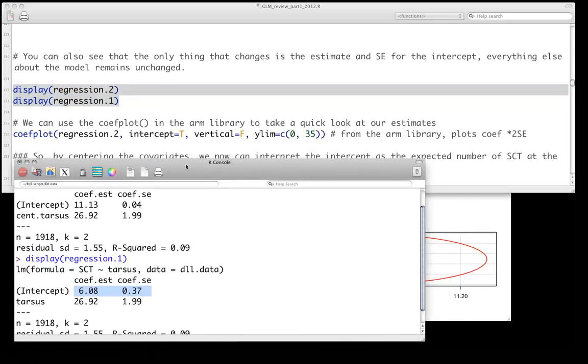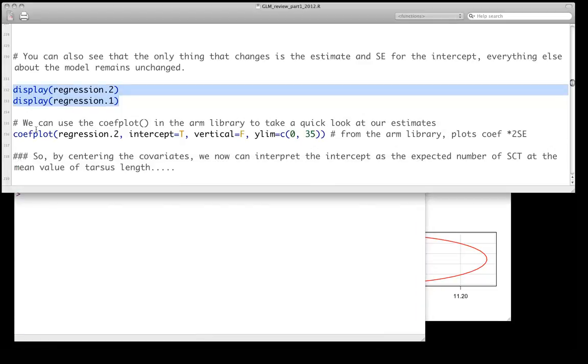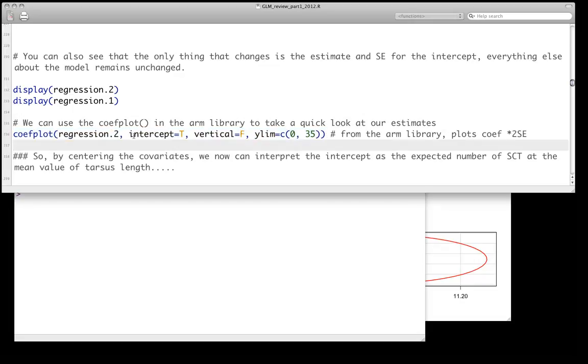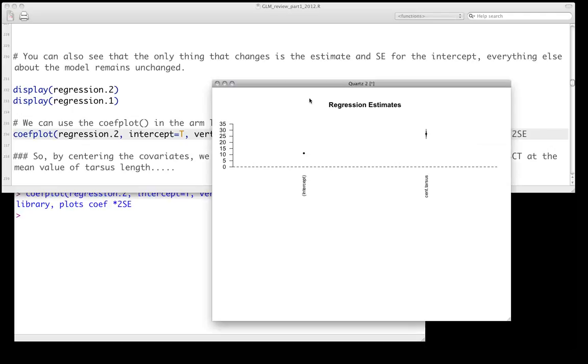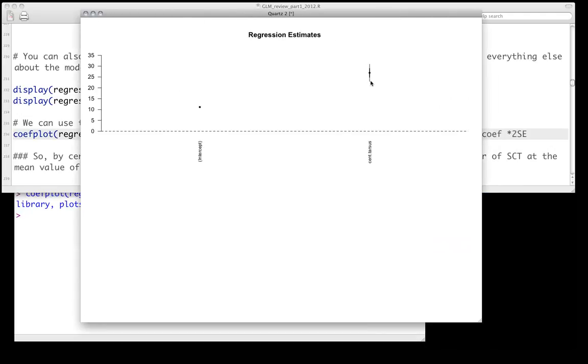The ARM package, which is the one associated with Gelman and Hill, also has some reasonably useful plotting. I would say that they're reasonably useful. They're good for quick plots; to actually make them look pretty is a little bit more difficult, but essentially they give you the estimates. You specify a couple of arguments, so you can set the flag equal to true for intercept if you want to plot the intercept, whether you want it to be vertical or horizontal, and other things like y limit. And it'll plot here the intercept and the estimate for our slope.